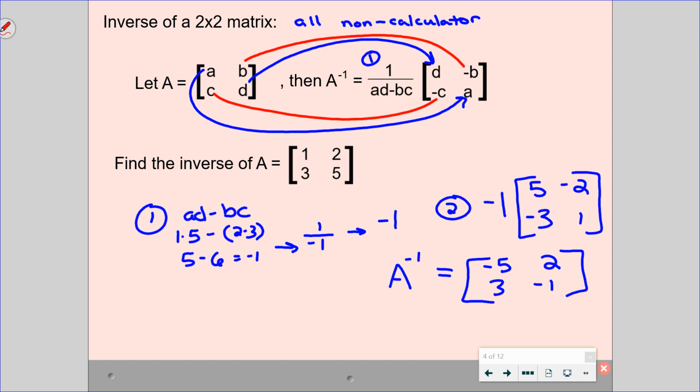So now we could double check this in our calculators if we wanted, but we should be able to take the A matrix that we had, the 1, 2, 3, 5, multiply it by the new matrix that we got, negative 5, 2, 3, and negative 1, and we should be able to get an identity matrix from that.